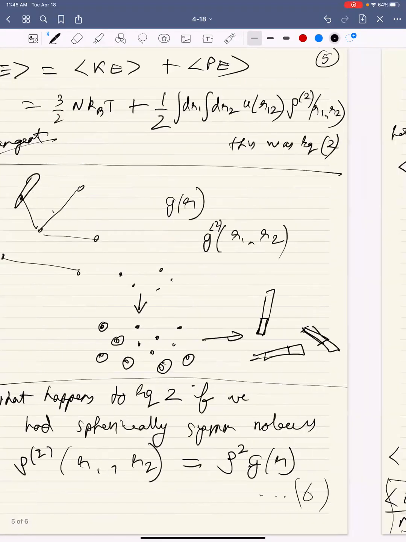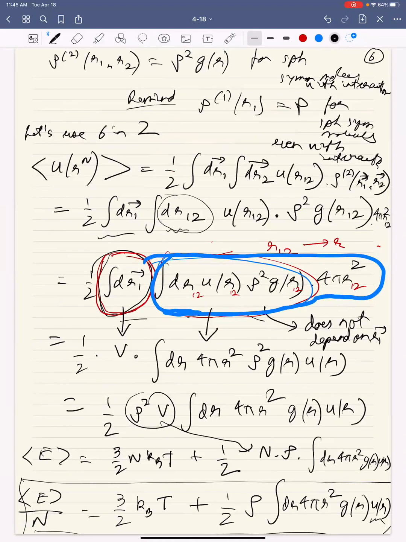So if you have u of r from quantum mechanics, and if you have g of r from experiments, now you can talk about average energy at any finite temperature, right? And that's kind of powerful that you can do something like this. So this is one way why g of r is useful.